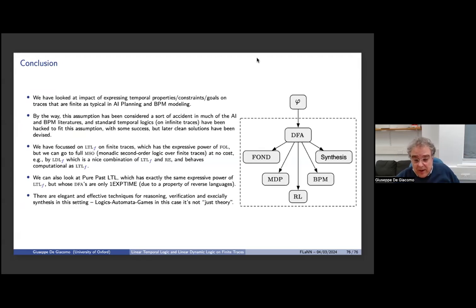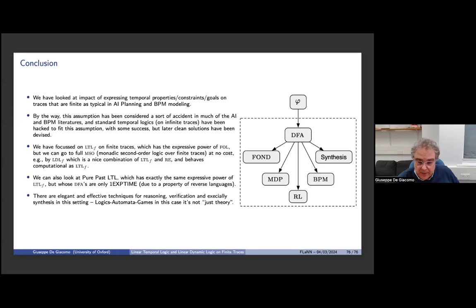Conclusion. We start from a formula in this language, essentially specifying good finite traces, and this can be transformed into a DFA. Once you have a DFA, you can do synthesis, as we have done here. You can do many other things. You can do planning. You can combine it with MDPs and probabilistic domains. You can do reinforcement learning.